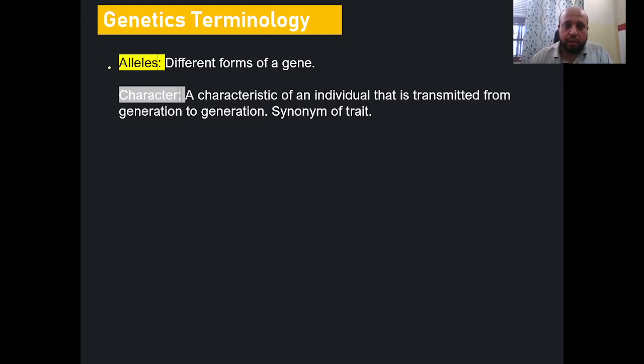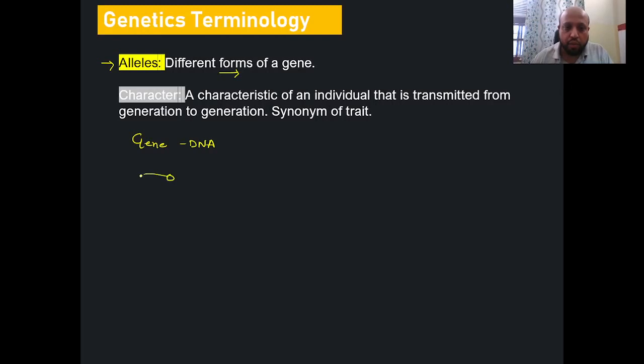Now, the first definition I would like to introduce to you is alleles, and in a very simple form, it is written that alleles are different forms of a gene. We know that the genes present on the chromosomes are a stretch of DNA. We also know that any diploid organism has received one chromosome from the father's side, or paternal side, and one from the maternal side.